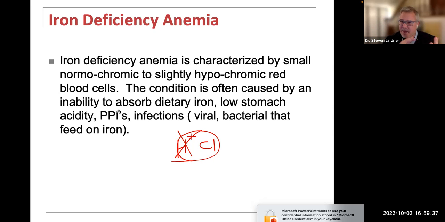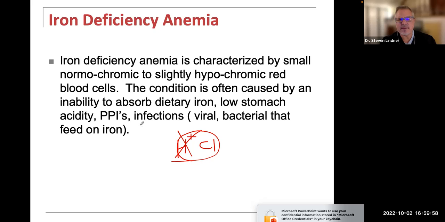When you use PPIs and you affect the pH of the stomach, there's going to be bacterial overgrowth in the stomach. There's going to be the inability to break down proteins. So you have to be really careful with proton pump inhibitors.